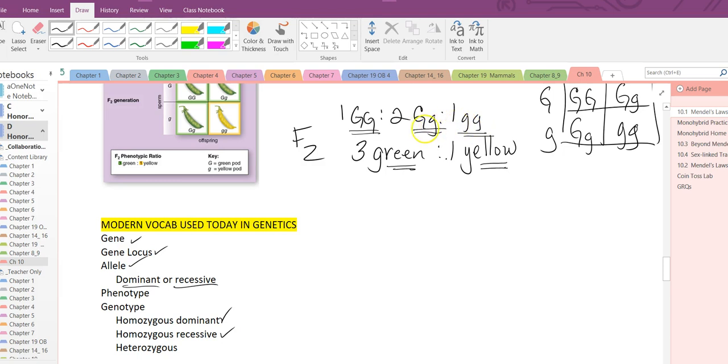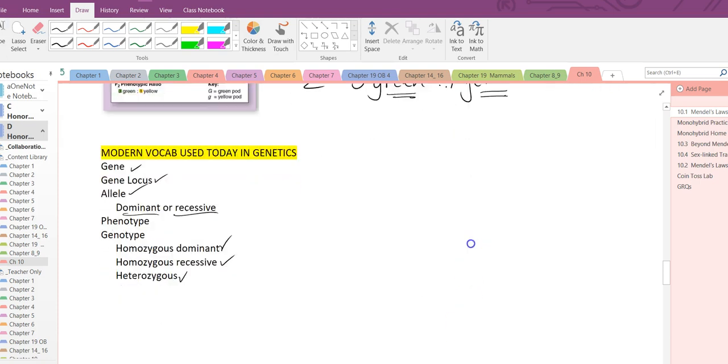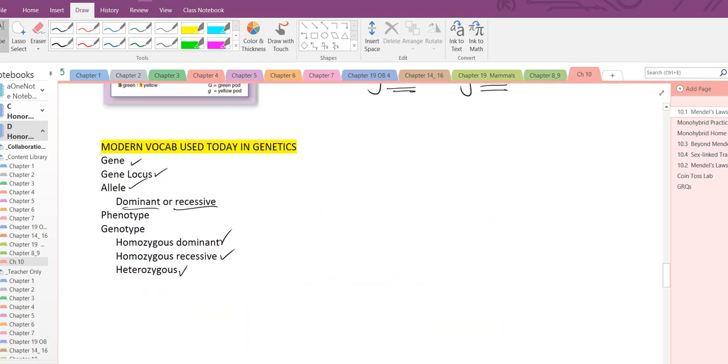These organisms here are referred to as heterozygotes. If homo means same, hetero means other. And here you have one of each kind of letter. So with that knowledge, now we're ready to work some problems.